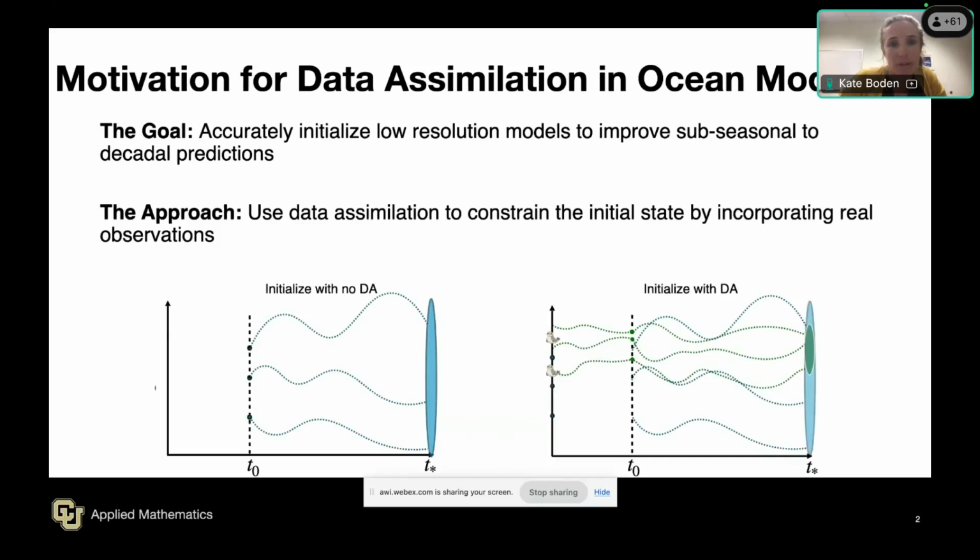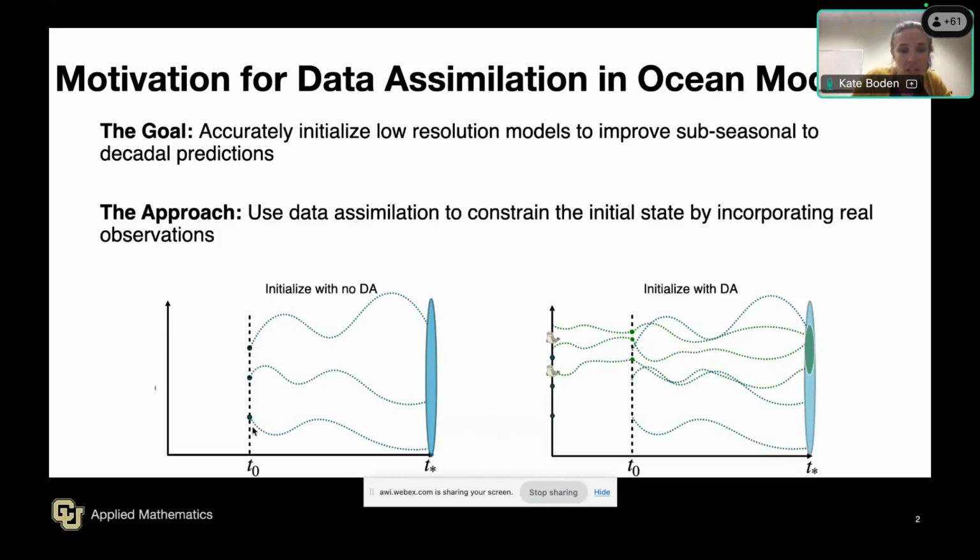So we've talked a little bit already today about the motivation for data assimilation in ocean modeling. I want to emphasize that I'm using a low resolution model, and for low resolution models, we definitely want to improve subseasonal to decadal predictions with accurate initial conditions. And as we all know, data assimilation is a great method to constrain the initial state using real observations. So I have a little cartoon in the bottom here.